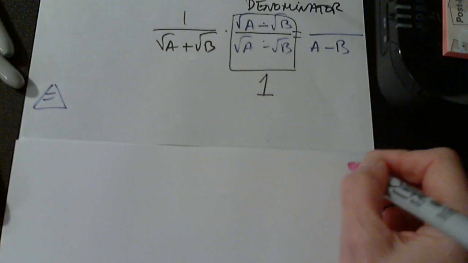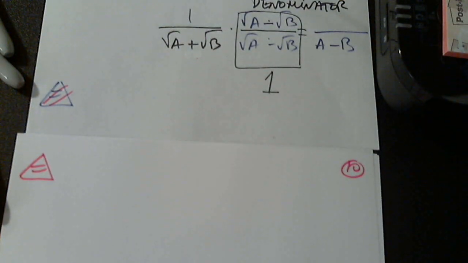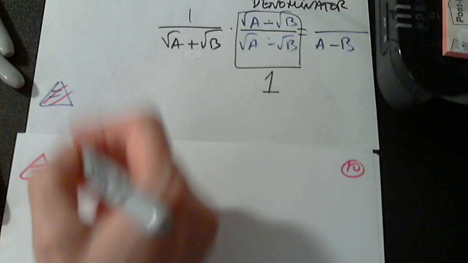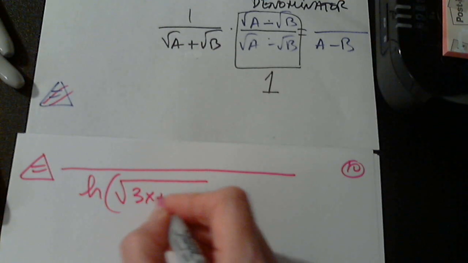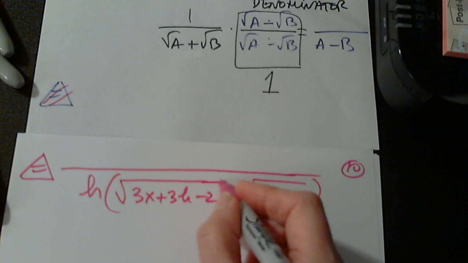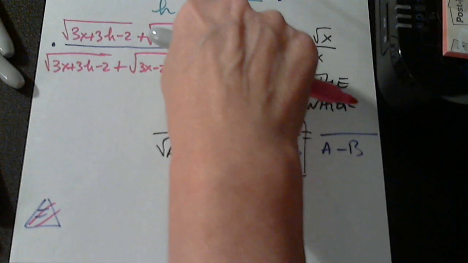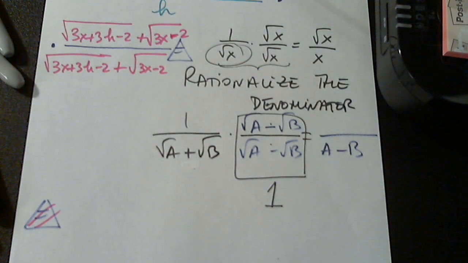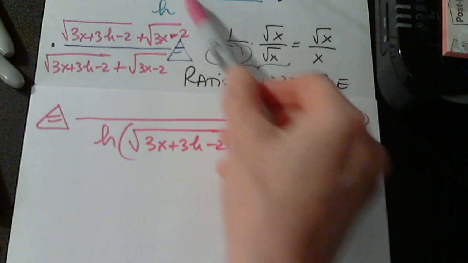So let's finalize this. I'm just going to move to the next page. So the denominator is simply h. Do not multiply, do not distribute, do not do anything. The square root of 3x plus 3h minus 2 plus the square root of 3x minus 2. Now, a minus b times a plus b is a squared minus b squared. Can anyone tell us what to write? A squared minus b squared.